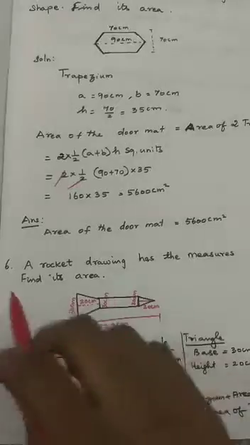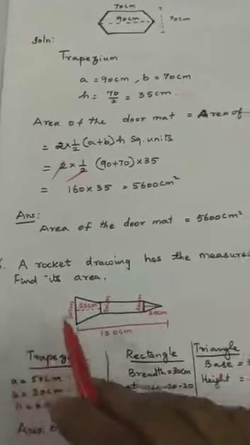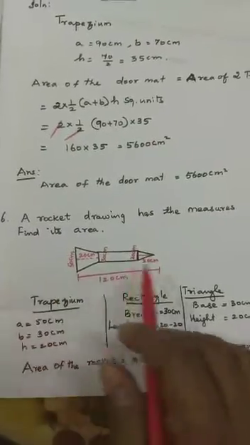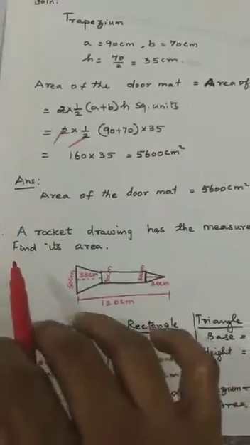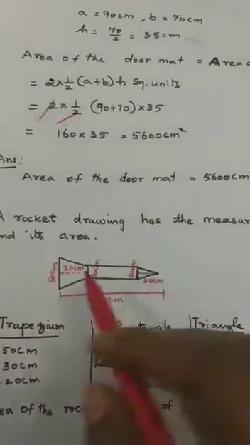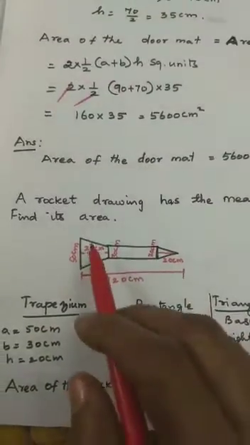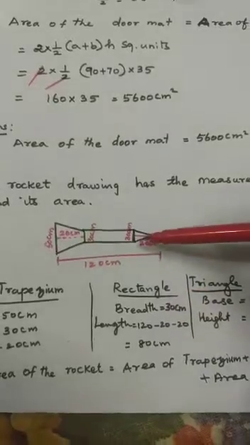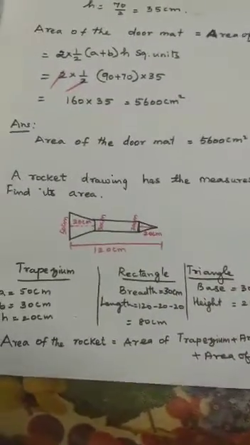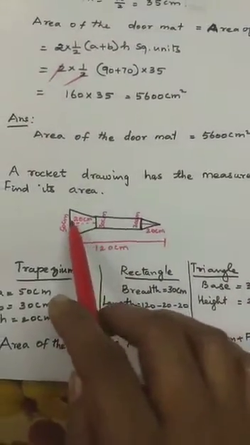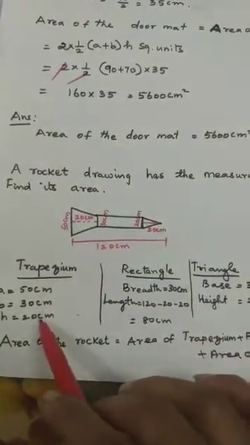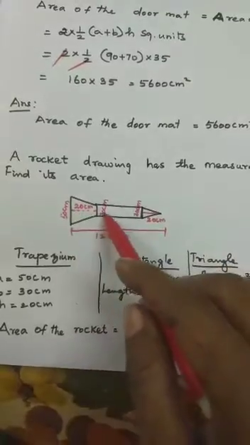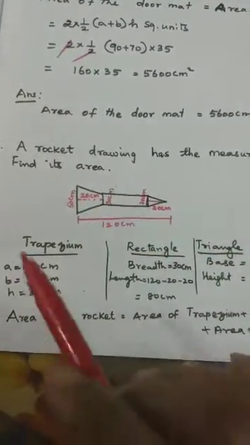We shall move to the sixth question. A rocket drawing has the measurements given. Find its area. The rocket is in this shape. This is one trapezium, this is one rectangle and this is one triangle. Then write the measurements. Here the height is 20 centimeter. The base a is 50 centimeter, b is 30 centimeter.